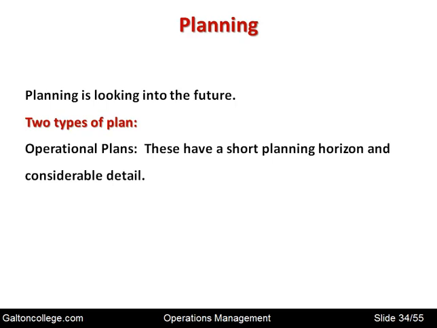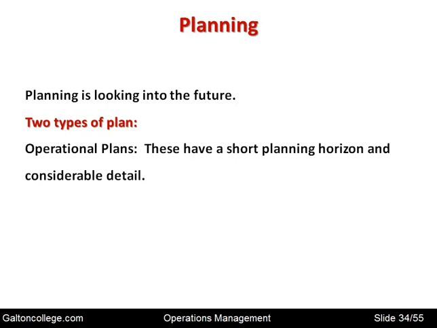There are two types of plans. There's the operational plans. These normally have a short planning horizon and also a considerable amount of detail. They're operational. This is what will happen on a day-to-day basis. This is how we will deal with orders when they come in. So it's looking at very short term and very considerable detail. When the orders arrive, they will go through this part, they'll be processed by that machine, they will involve this, they will involve that. They're very detailed.